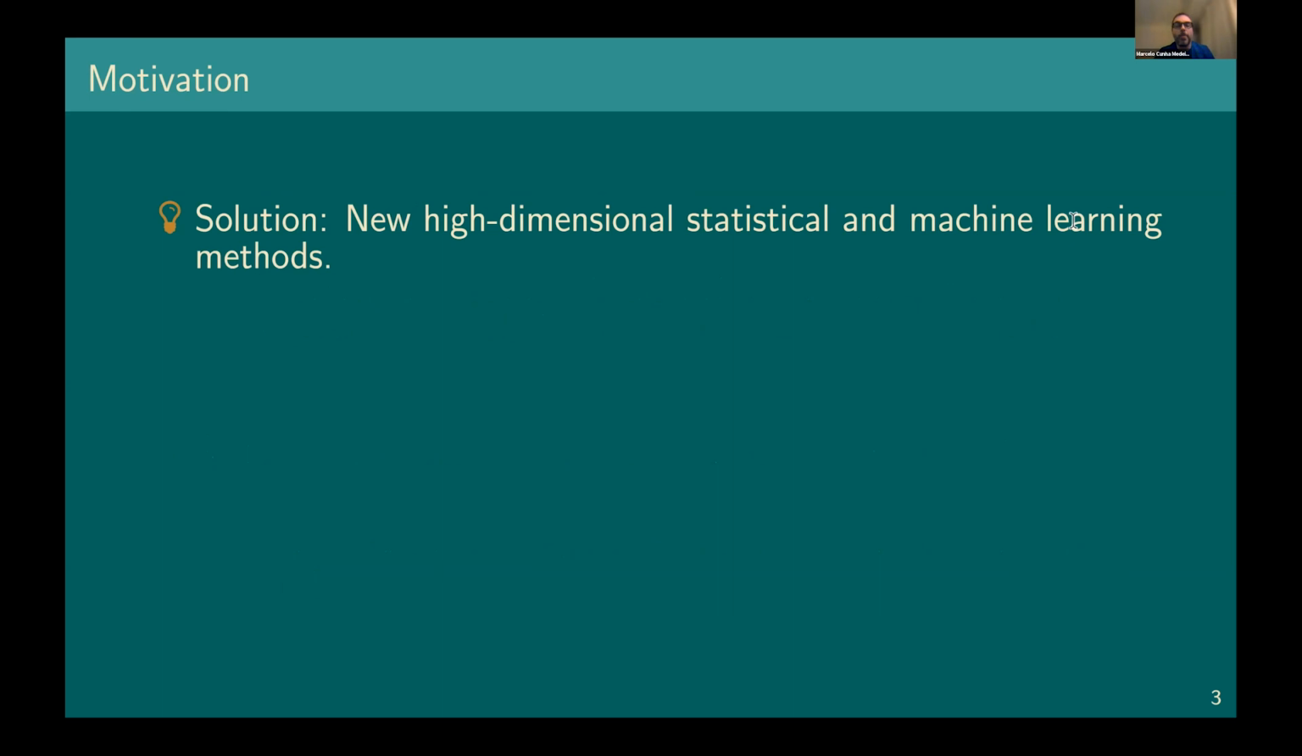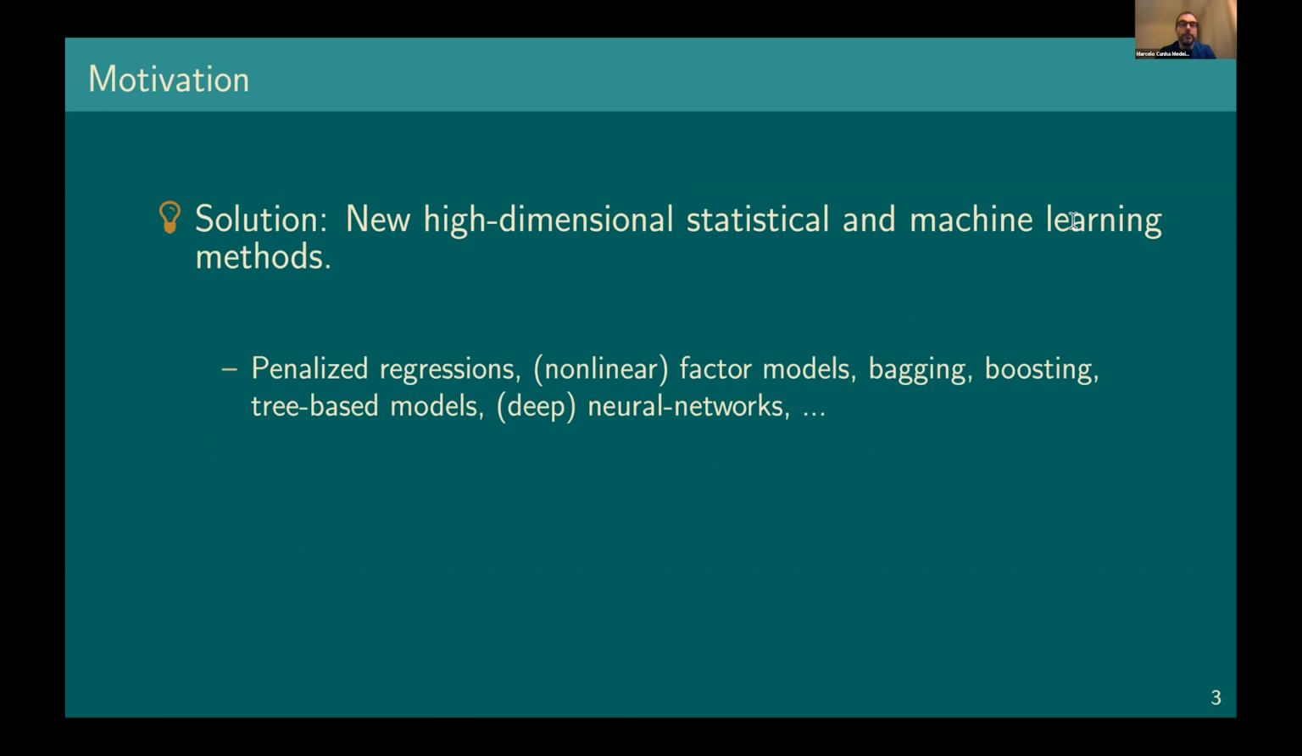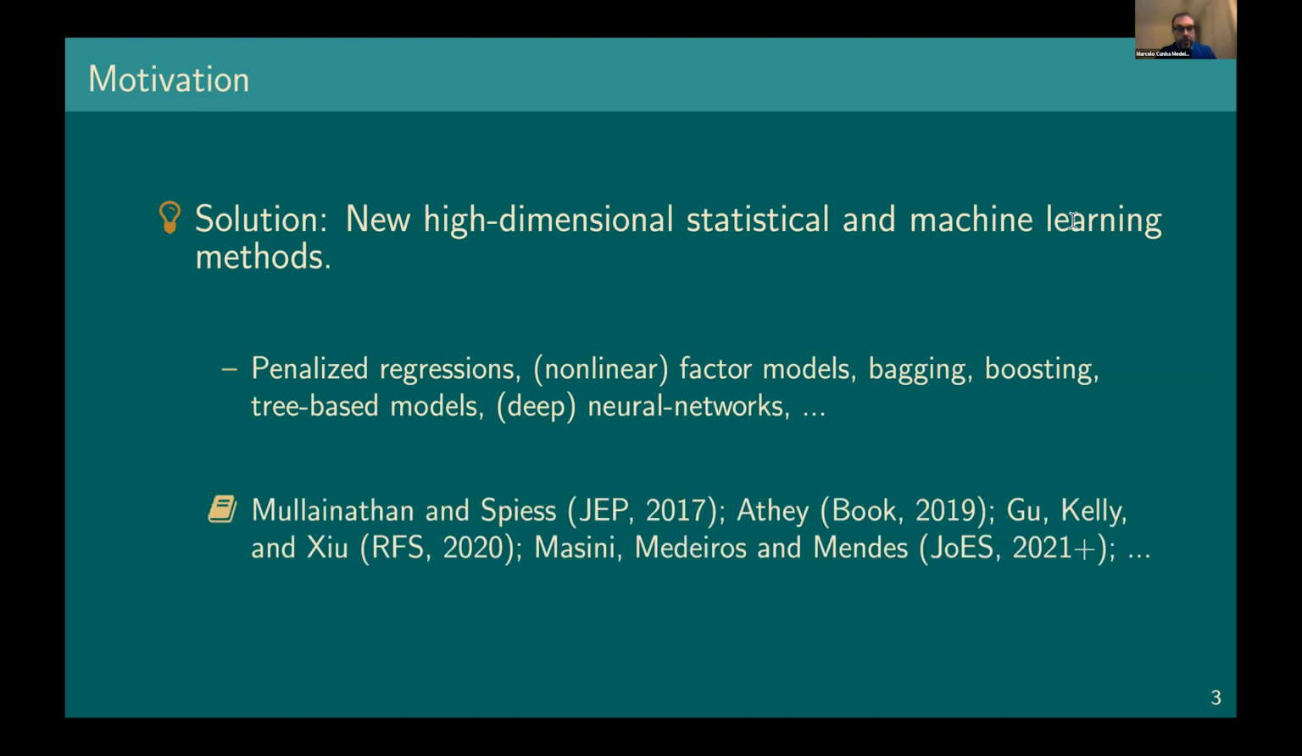In the recent past we saw lots of new techniques from the high-dimensional statistical literature and also machine learning methods, that we can summarize broadly as penalized regression, factor models, ensemble methods like bagging and boosting, and also nonlinear methods like tree-based models, deep neural networks, and the list goes on. We can spend hours here talking about methods to deal with these large data sets.